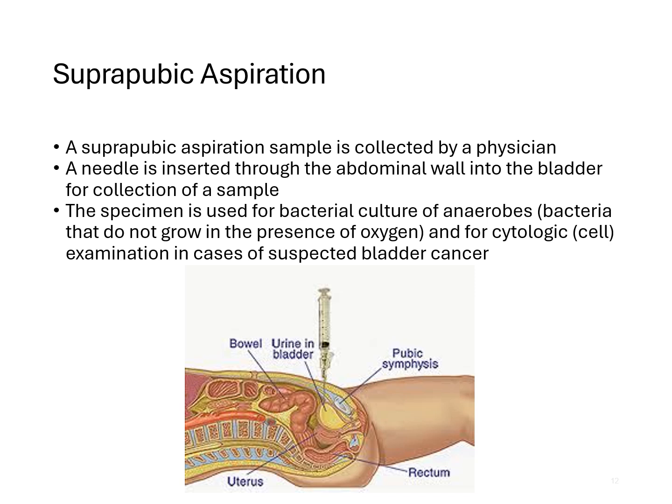Suprapubic aspiration. This is a sample that is collected by a physician. So we, as phlebotomists, would not be collecting these samples, but it's important to know what it is. Essentially, a needle is inserted through the abdominal wall into the bladder for the collection of the sample. The specimen is used for bacterial culture of anaerobes, bacteria that don't grow in the presence of oxygen, and for cytologic, which are cell examinations in cases of suspected bladder cancer.